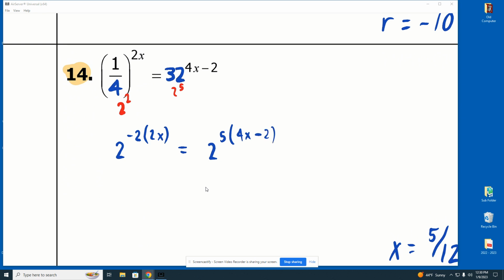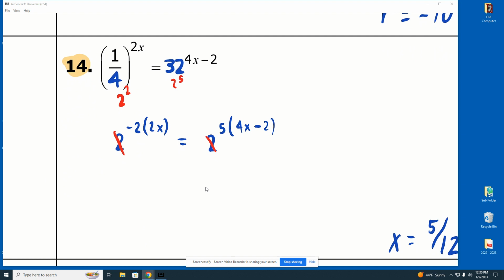Now, I can drop my bases, okay? So on the left side, negative 2 times 2x. And on the right side, 5 times 4x is 20x. And then 5 times negative 2, negative 10. Now, you have a couple of options here, and I'm not real picky. You could move the negative 4x to the 20x. You could move the 20x to the negative 4x instead, loading up one side.